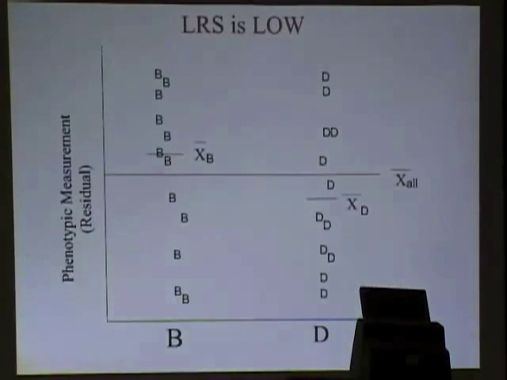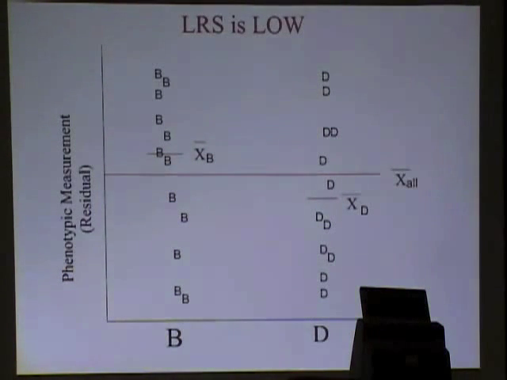Okay, let's just think about this. I've made up some data here, and again, what we're going to do is we're going to have the phenotypic measurement, a residual, in our case, and what the statistic does is take everyone who's got, in our case, the B marker versus the D marker. It says, okay, everybody's got the B marker, you're in this pile. Everybody's got the D marker at this point, you're in this pile.